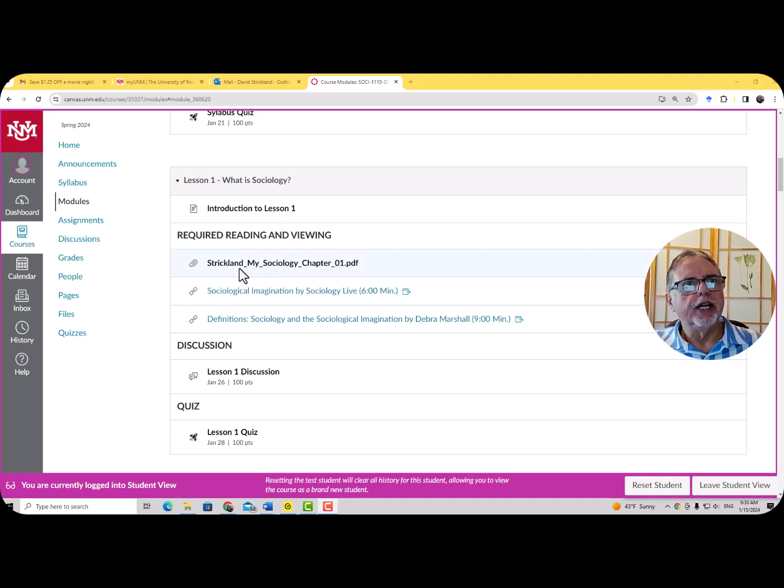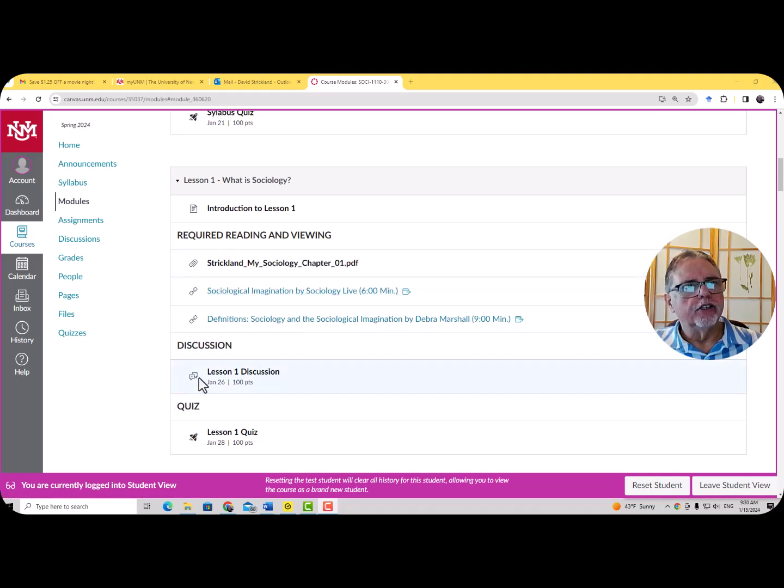And then there's a reading and viewing section. So there'll be some reading assignment here. It'll either be your textbook, a section of your textbook that I'll specify and direct you to, or notes that I have made. So in this case, here are notes that I have made about that lesson.